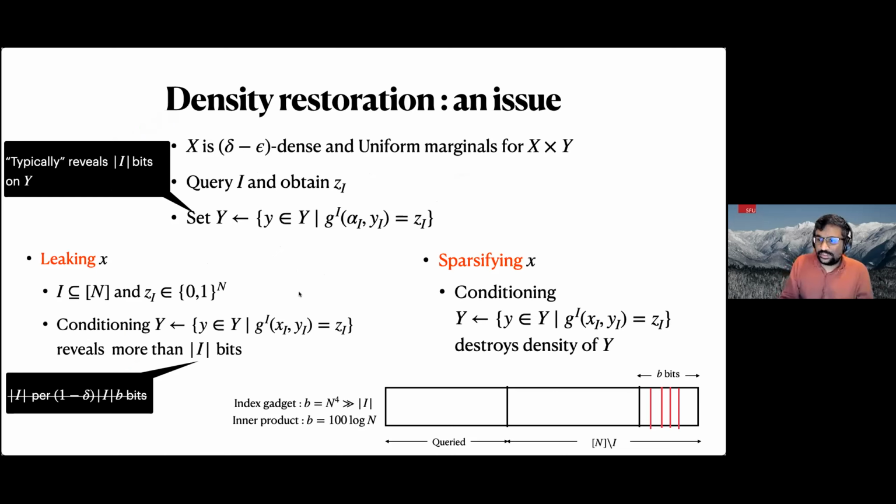Now I think I'll stop at this point. So far I've not delved into any details about index versus inner product. We'll see how to deal with some issues with both inner product and index, and there are some other technical details. I'll also wrap up the simulation algorithm once we discuss these issues.